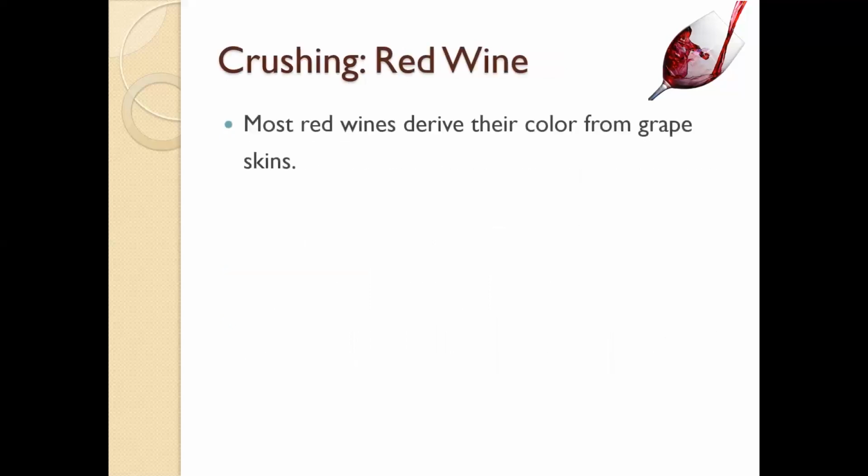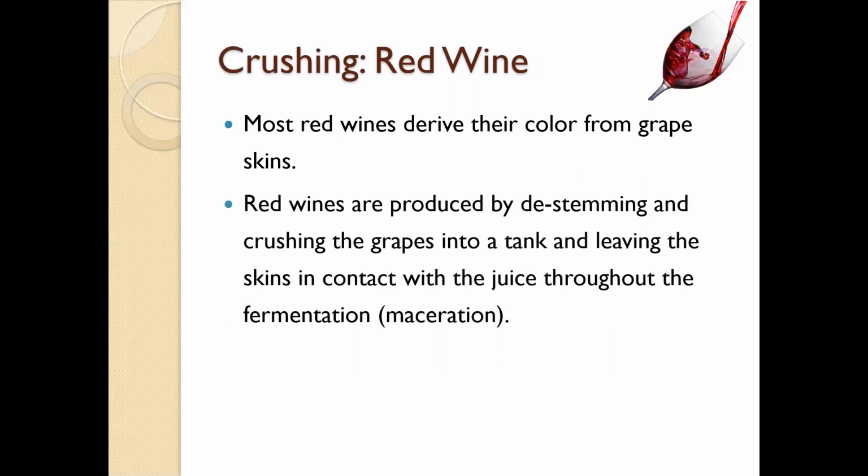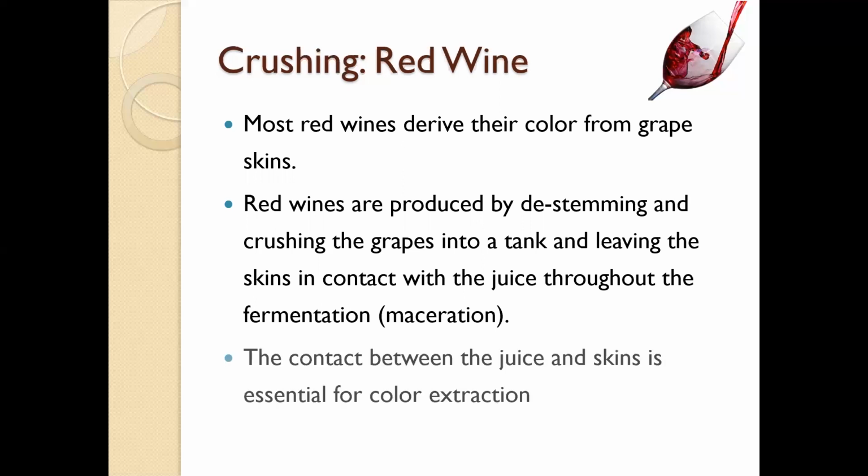The crushing of red wine is mostly done with the skin, where the skin of the grape is kept in contact with the must. Red wines are produced by destemming and crushing the grapes into a tank and leaving the skin in contact with the juice throughout the fermentation, which is also called maceration, extracting the color from the skin. The contact between the juice and skin is essential for this.